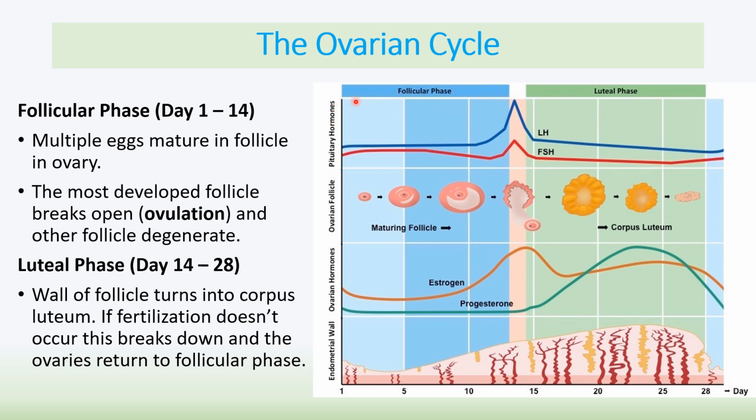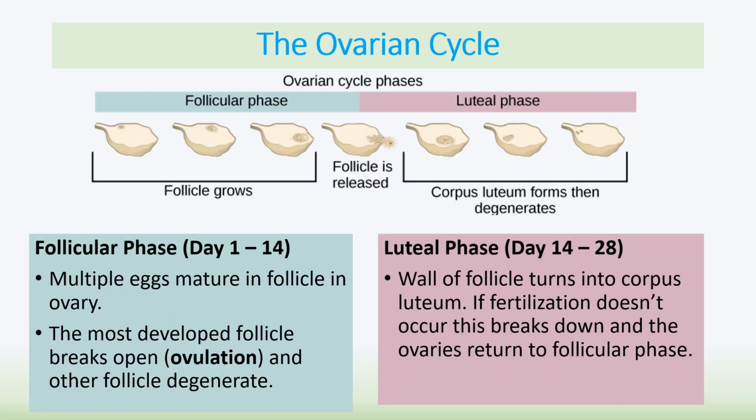We then go to the luteal phase, which is where the walls of the follicle turn into the corpus luteum. If fertilization doesn't occur, this breaks down and the ovaries return back to the follicle stage. A little bit more of a look at this. We've said multiple eggs mature in the follicular stage, and the most developed one is released, and this is the follicle here. So the corpus luteum is created, and if the woman isn't pregnant, it degenerates and restarts again.